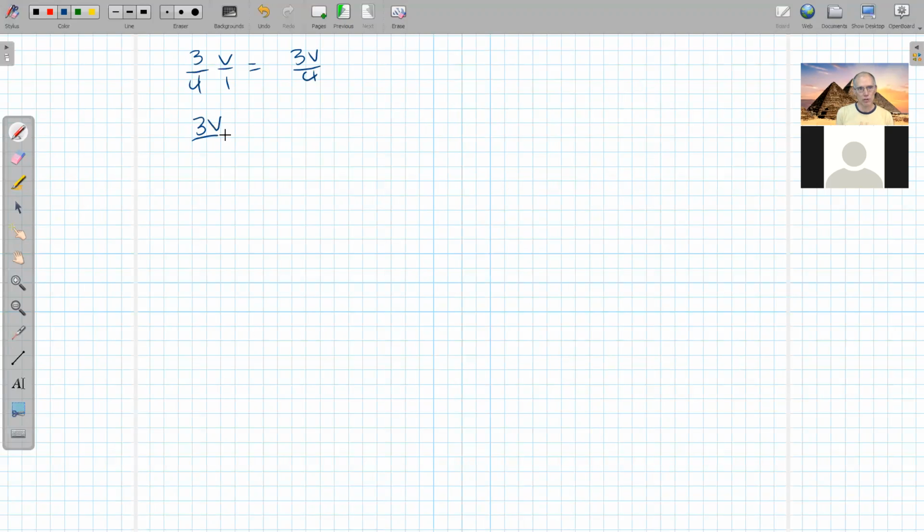Then we took that 3V over 4 and we divided it by pi. Dividing with fractions is multiplying by the reciprocal. So I can say this is 3V over 4 times 1 over pi, which just gives me 3V over 4 pi. And that right there is what the r cubed is equal to. And we learned the other day that we can get rid of a cube with a cube root.